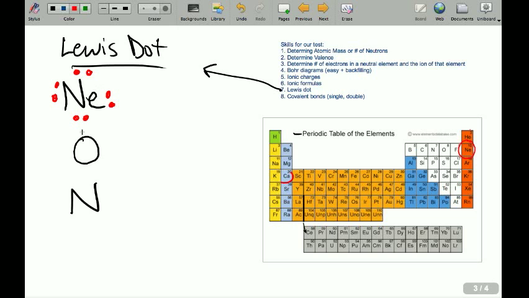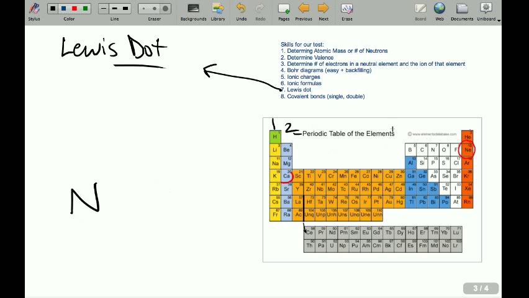So neon has 8. Oxygen has 6, like that. Now there's a way you're supposed to do it, like you're supposed to go around 1, 2, 3, 4, 5, 6. I'll show you that way, but I won't penalize you for 2, 2, 2. That's fine for now. When you get to chemistry, your chemistry teacher will hurt me. And nitrogen. Nitrogen has 5.